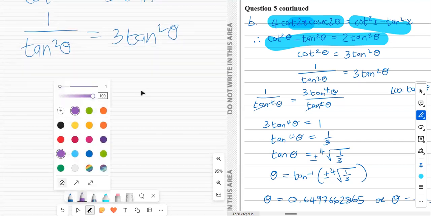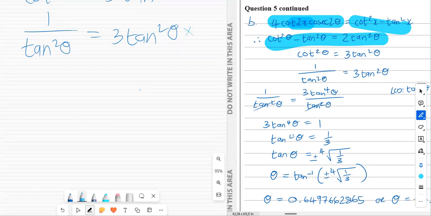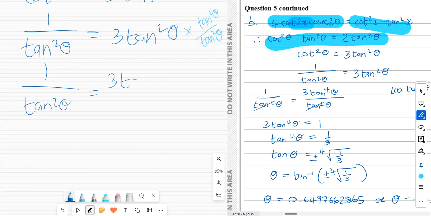Another way to look at it, than the way I did it previously, is just times this by tan squared theta over tan squared theta. So that's what I'm doing. If you times this by tan squared theta over tan squared theta, once the denominators are the same, it looks like this. Once the denominators are the same, if it's an equation, you can drop them. Okay, 1 equals 3 tan to the 4 theta.